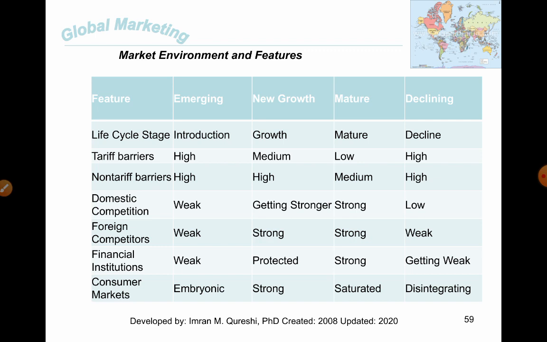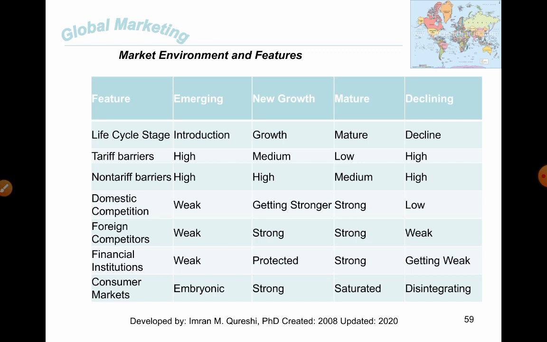Non-tariff barriers are high in emerging, they are high in new growth. In mature, they would be medium because of competition issues. And in declining, again, I've listed high here, and obviously this last column is based on my opinion. Okay, it could be different. I'm not saying that this is the only optimal case. There could be other arguments as well.